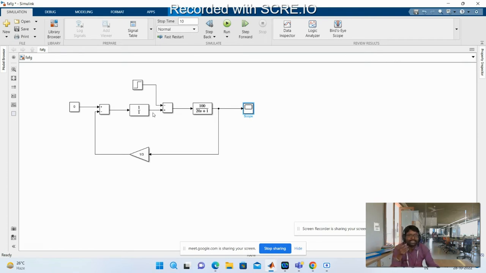Now my question is, I want to simulate the second case. What is the second subcase? In case 1, what is the second subcase? The first subcase is delta PD equal to 0.01 per unit. That means the load of the power plant will be increased by 0.01 per unit. That we simulated. Now what is the second subcase? Anyone? What is the second subcase?